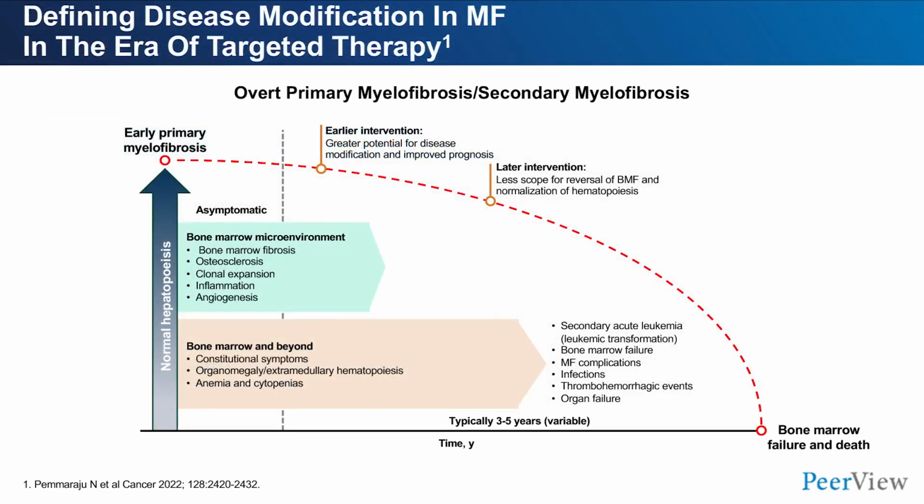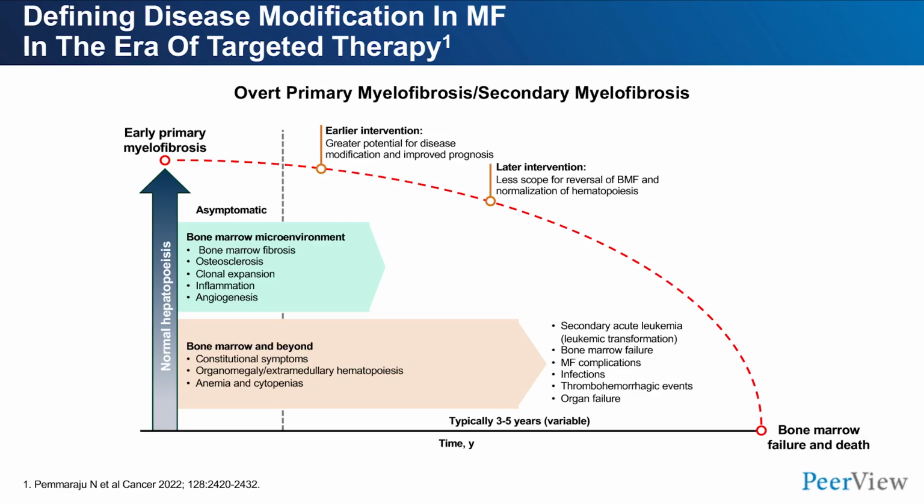So let's look at disease modification in myelofibrosis in the era of targeted therapy. If you look at normal blood development, that's really dictated on having a healthy bone marrow microenvironment. And by definition in myelofibrosis, the bone marrow microenvironment is not healthy. It's scarred. And sometimes it's scarred so much it goes beyond reticulin or collagen fibrosis to actually osteosclerosis, which is bone deposition in the intramedullary cavity.